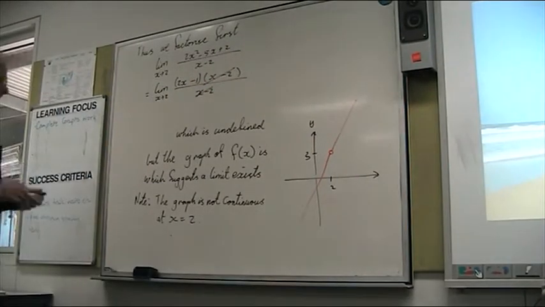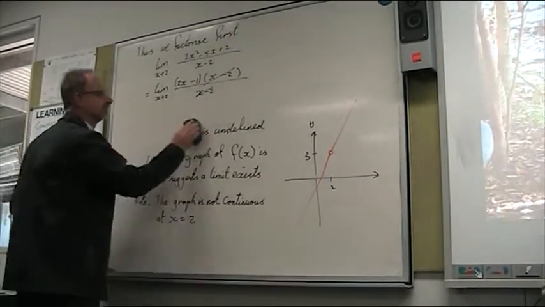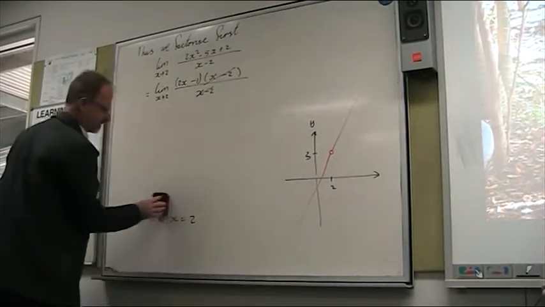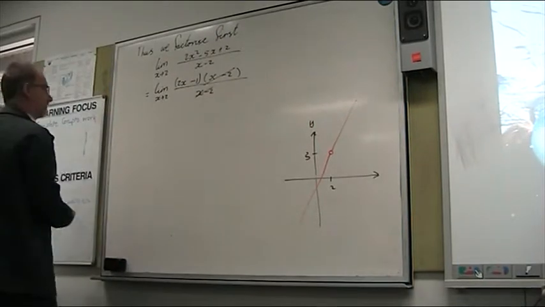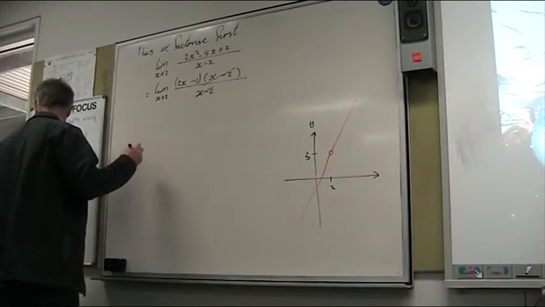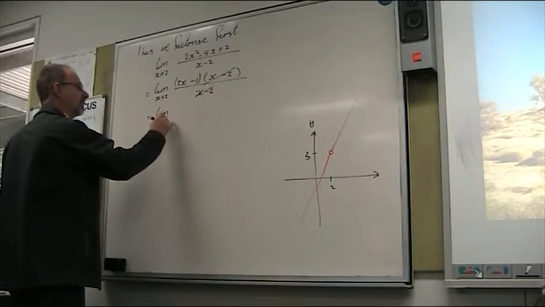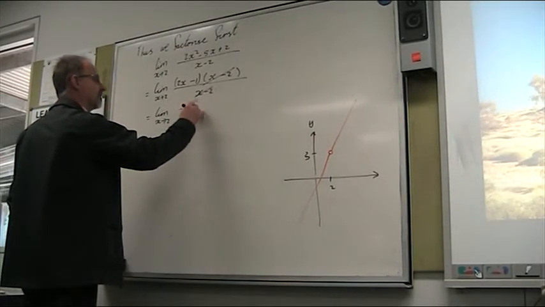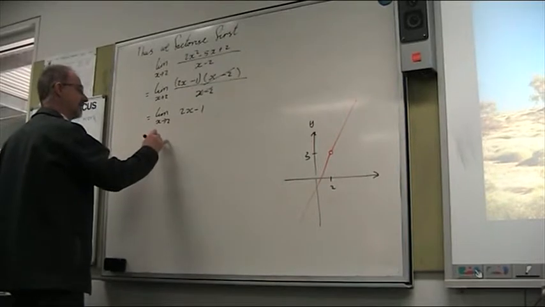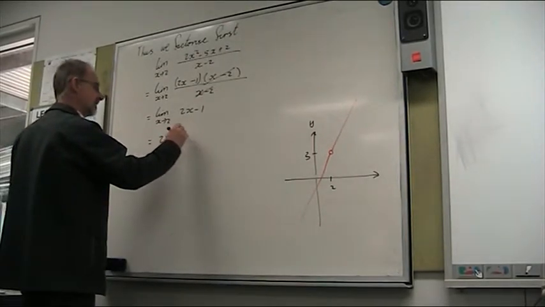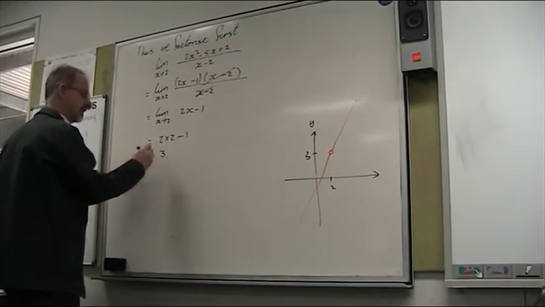So they then cancel. So what we're doing is we're looking for the limit as x tends towards 2 of 2x minus 1, and when we stick 2 in there, it equals 2 times 2 minus 1, which is 3.